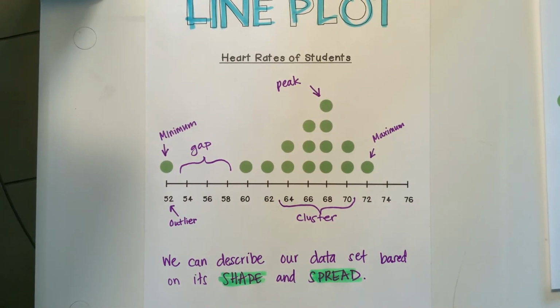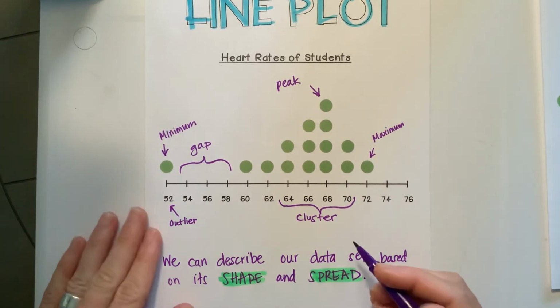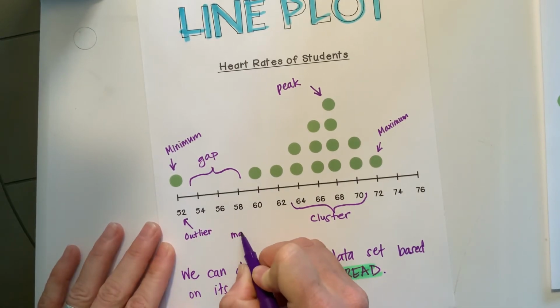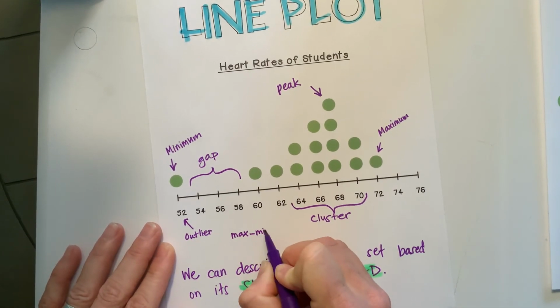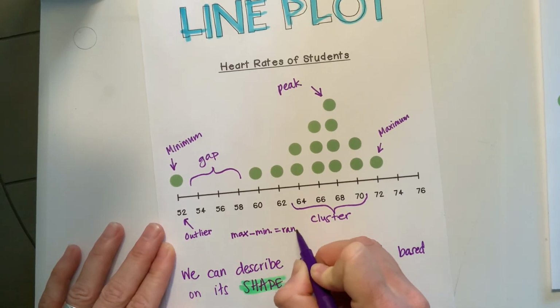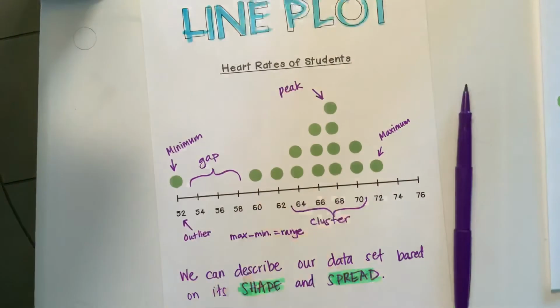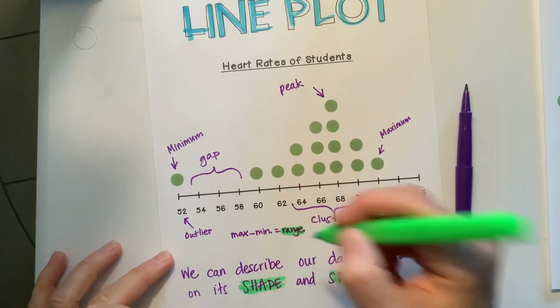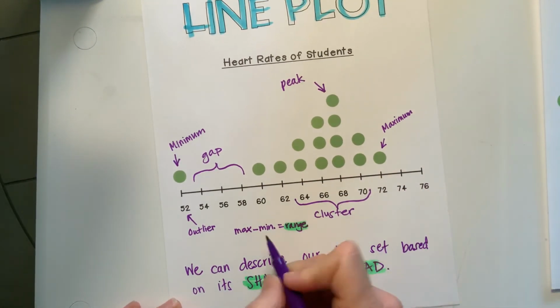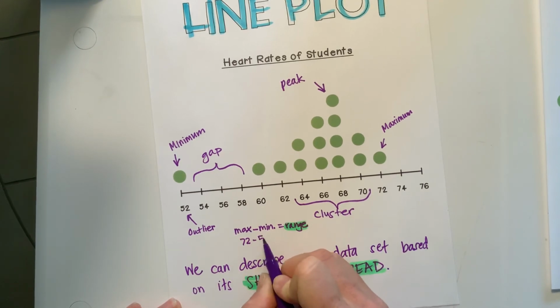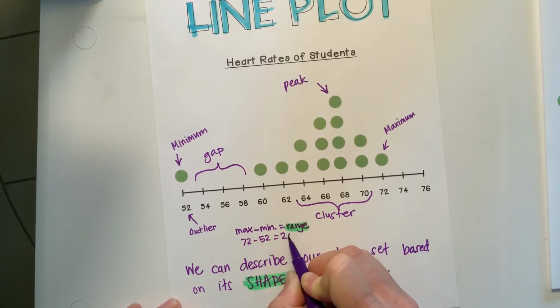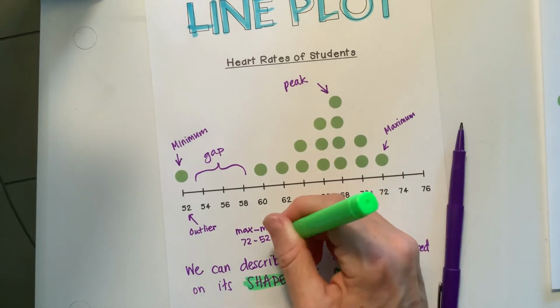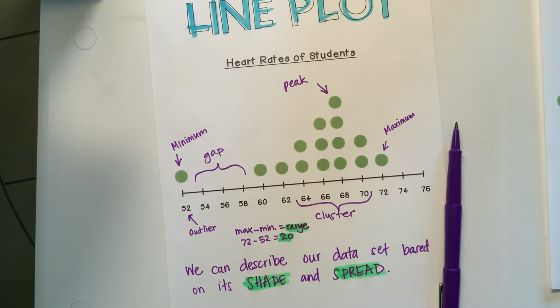All right, now one last thing that's important when we're describing the shape and spread of a data set is we might look at the range. So what is then the difference between that maximum and minimum? So we would say the maximum value minus the minimum value is equal to the range. And we'll go ahead and highlight that. So in this case, 72 is the maximum and 52 is the minimum. So 20 is going to be our range for this data set. So 20 beats per minute is the range.